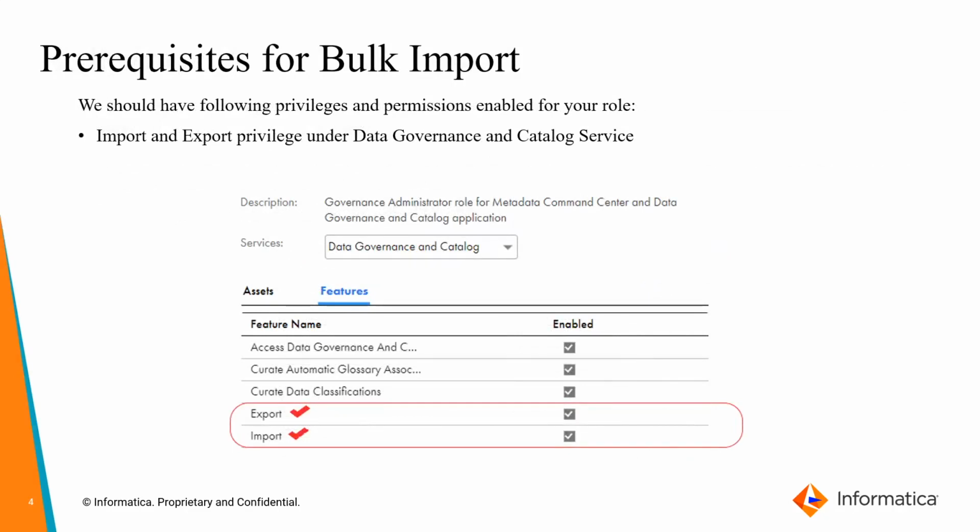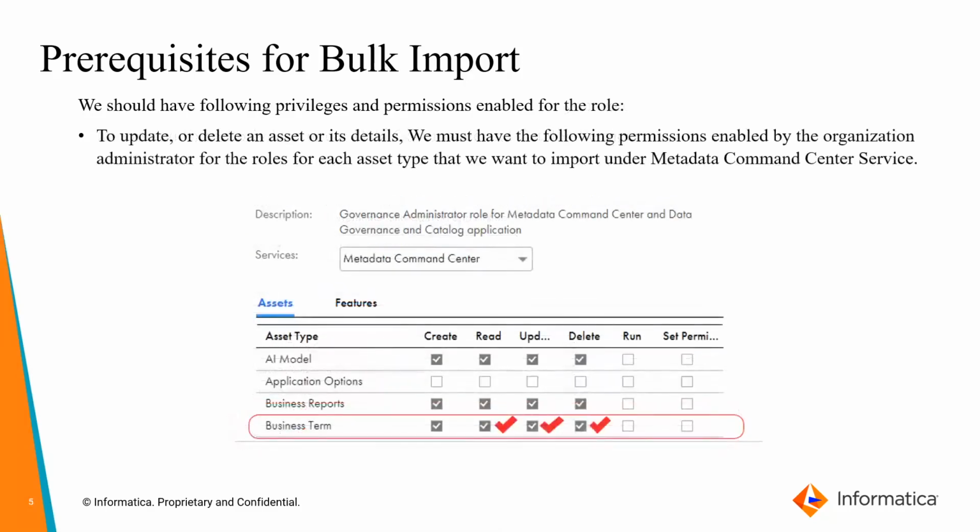Prerequisites that are required for modifying or updating and deleting of assets using bulk import. To bulk export or import data, the organization administrator must provide import and export privileges under Data Governance and Catalog Service in IICS. To update or delete an asset or its details, we must have the following permissions enabled by the organization administrator. Further roles for each asset type that we want to import under metadata command center service.